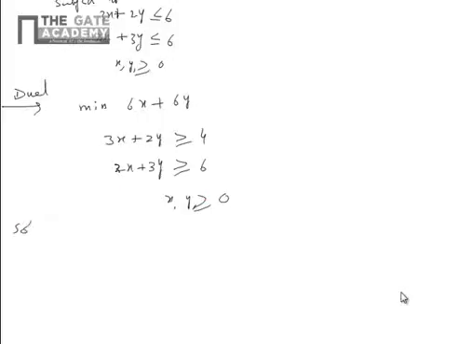So the solution is minimize 6x plus 6y. Both options are only A and B, so out of A and B, which one is the answer? Check the other constraints. It has to be a minimization problem, but in B he has given maximization, so the answer is A. Simple, 2 marks if you know the conversion of primal to dual. Next problem.